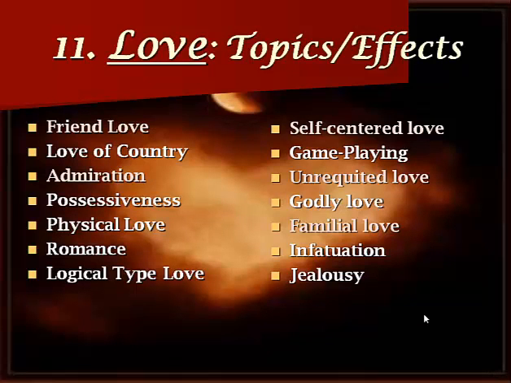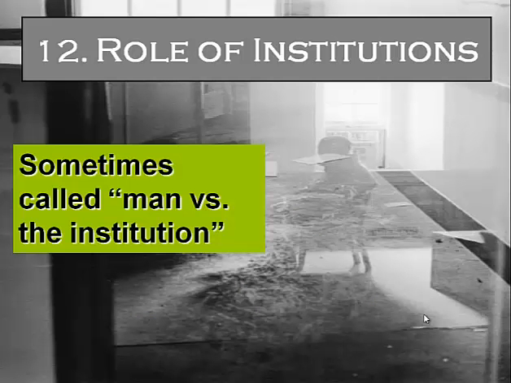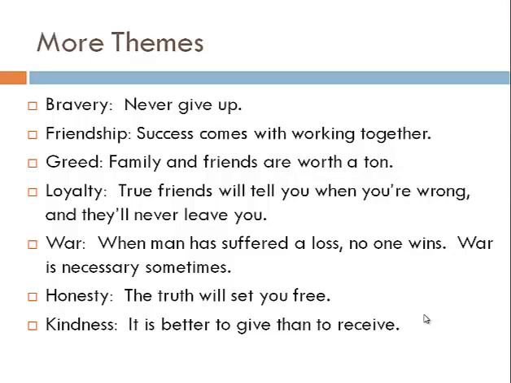And then one of the most popular ones is love. There's all types of love. Friend love, love of country, admiration, possessiveness, physical love, romance, logical types of love, self-centered love, game playing, unrequited love, godly love, familial love, infatuation, jealousy. And then there's the role of the institution. Sometimes it's called man versus institution. Think about, some of you read The Giver last year. He starts to learn about his society and decides that he doesn't necessarily agree with it. This is him versus the institution. More themes include bravery, friendship, greed, loyalty, war, honesty, kindness.